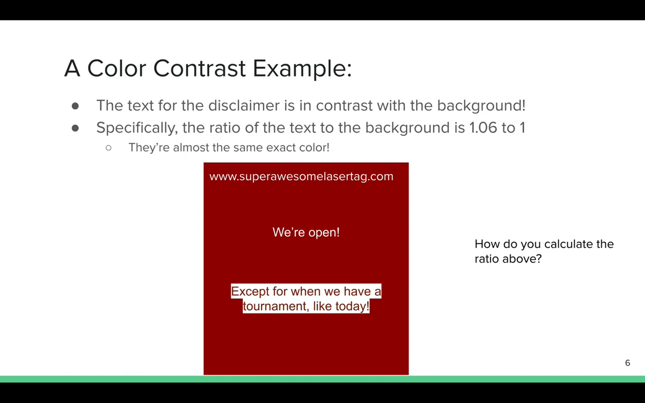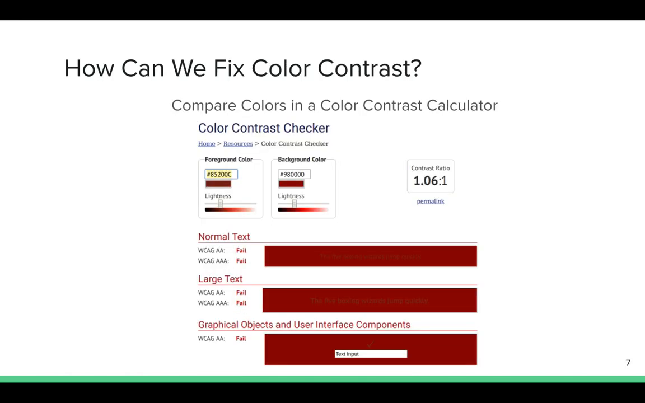So how do you calculate the ratio above? You use the color contrast calculator. You compare colors in it using this tool to figure out what the ratios are.